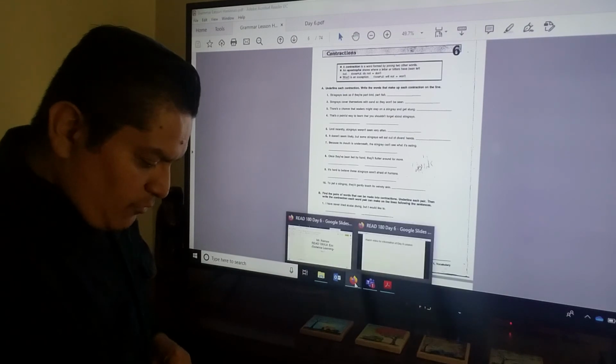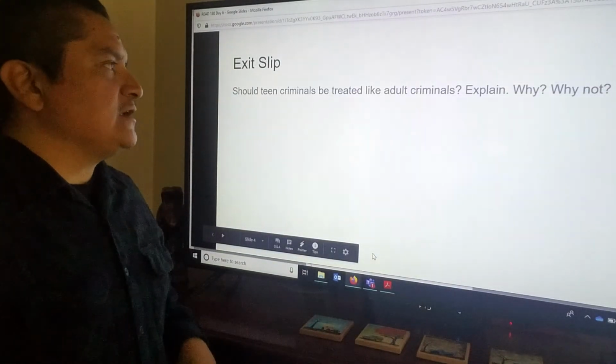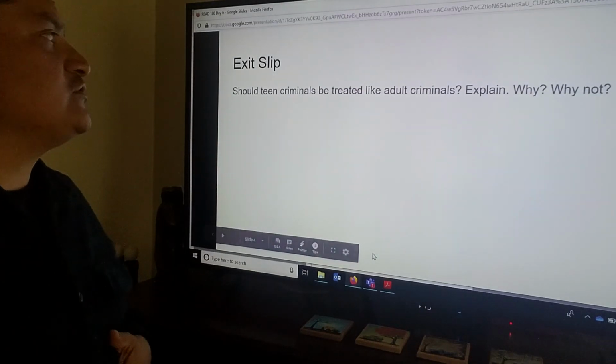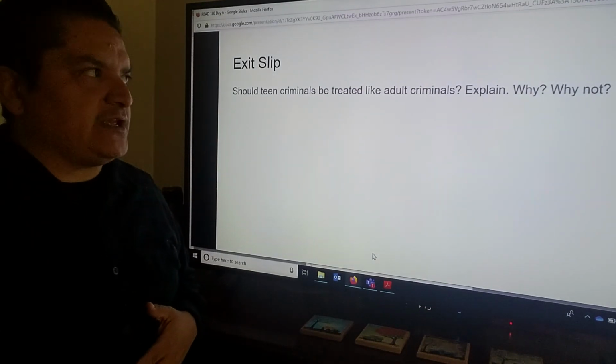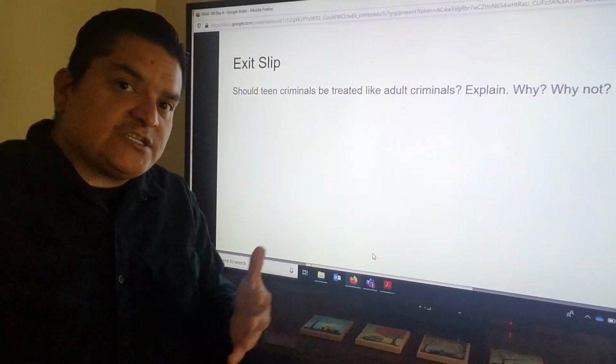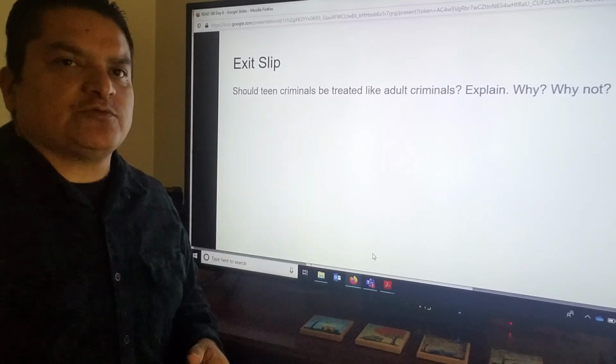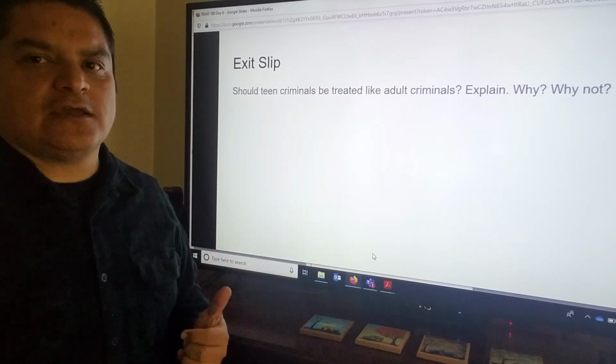And then we will go back to our Google slide. And then our exit slip for today that you need to answer is, should teen criminals be treated like adult criminals? Explain why or why not. Okay, so your job is to let me know, should teenagers, just like that young lady Garrett in the story that we just read, should they be treated like criminals?